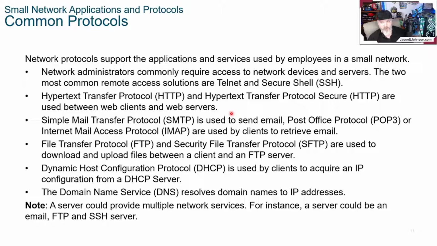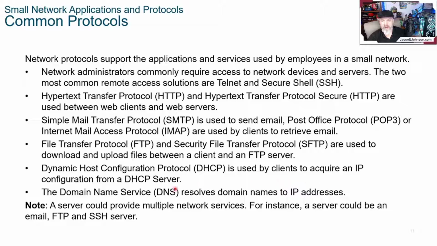Hypertext Transfer Protocol, HTTP, and HTTPS, those are used between web clients and web servers. SMTP is used to send mail, or POP3 or IMAP. FTP, if you need that. If not, turn FTP off if they're not going to be using FTP services. Secure File Transfer Protocol is used to download and upload files between a client and an FTP server. But if you're not using that service, turn those ports off.